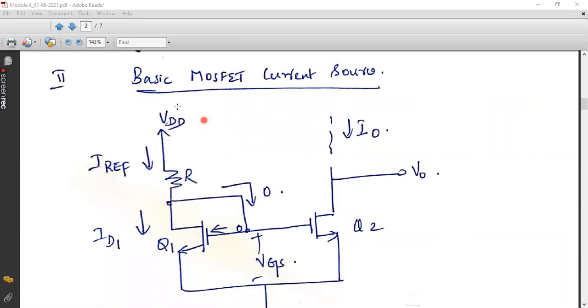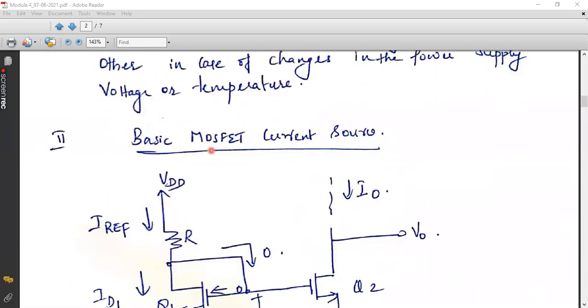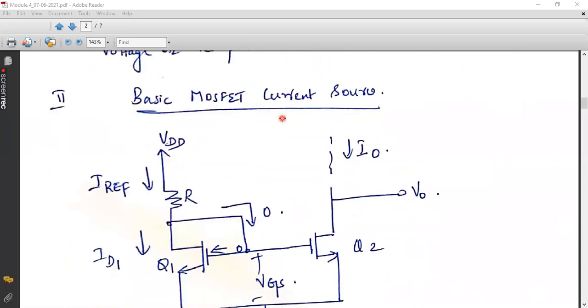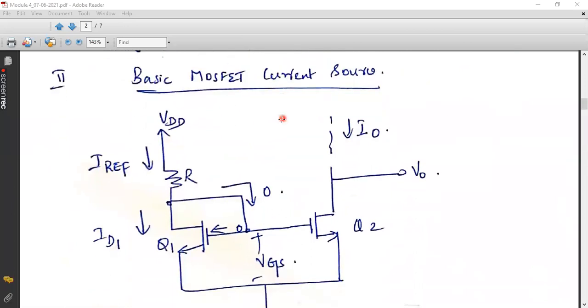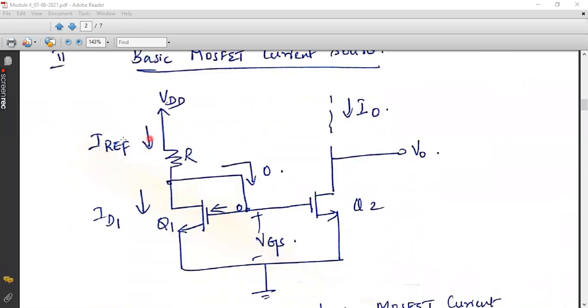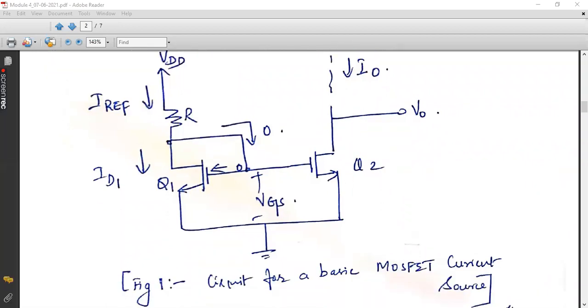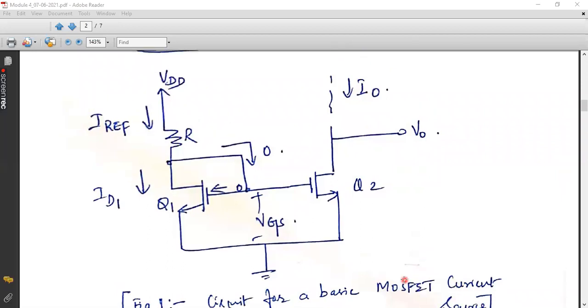Now coming to the next topic, that is the basic MOSFET current source. This is the first topic of IC biasing. You know that a current source is required for biasing an IC. With this circuit, we are going to generate a reference current, and with this reference current, we are going to generate an output current for a particular amplifier stage. So this is the basic circuit of a current source using MOSFETs. Circuit for a basic MOSFET current source. You can take down the circuit.